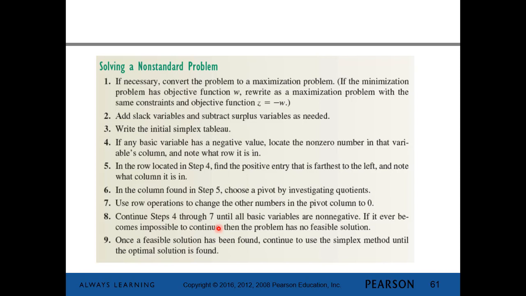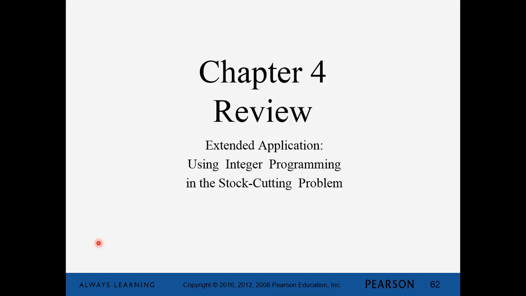Now, once there is a feasible solution, step 9, once there is a feasible solution that has been found, which means that we've eliminated all the negative basic variables, now we're ready to use the simplex method until an optimal solution is found. So once we get to step 9, we're right back to the same old stuff we've been doing in the previous sections.